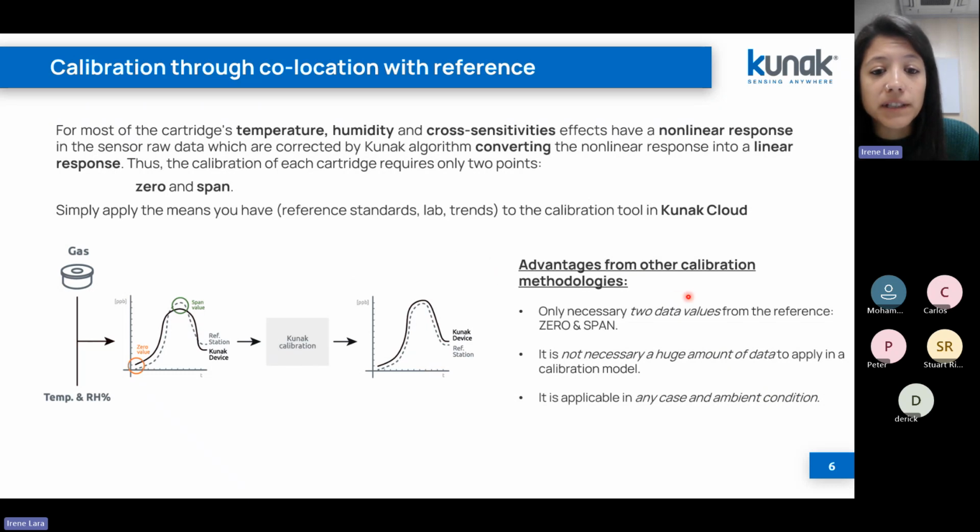So the advantages compared to other calibration methods, we just need 2 data values for reference. So we don't need a huge amount of data to apply the calibration. And also this model is applicable in any case and ambient conditions. That means once we have calibrated our sensor, it is calibrated for any environmental condition.